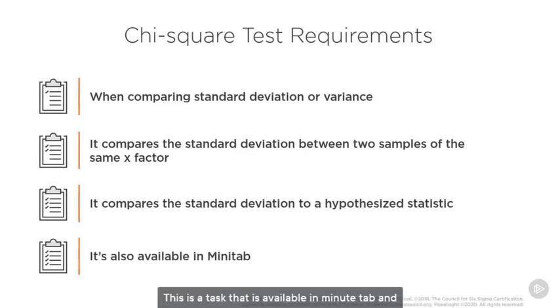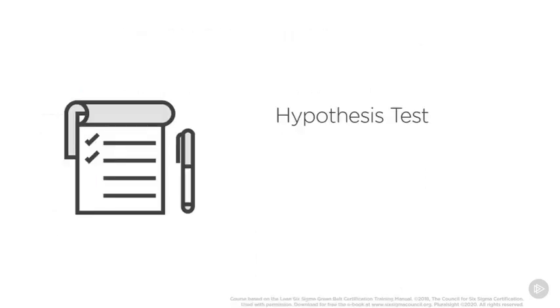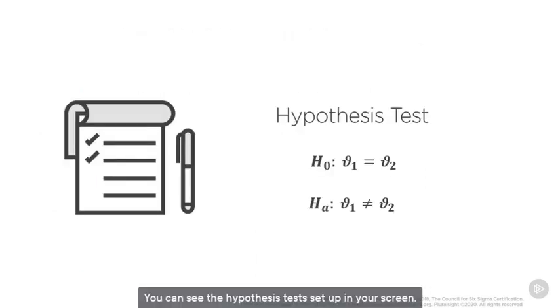This is a test that is available in Minitab and requires sample data in two columns or summary data to include sample size with either sample standard deviation or sample variance and hypothesized standard deviation or variance. You can see the hypothesis test set up on your screen. Note that in the above setup, the alternative hypothesis is set by default to not equal.